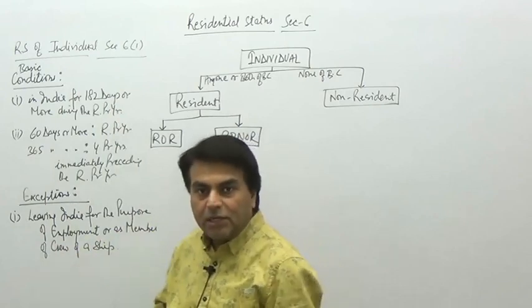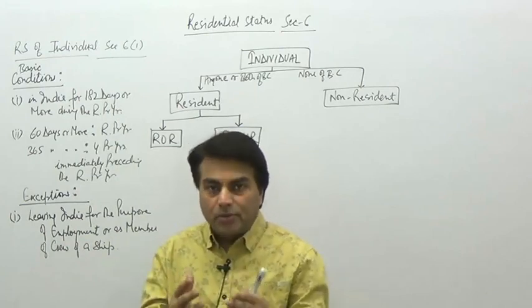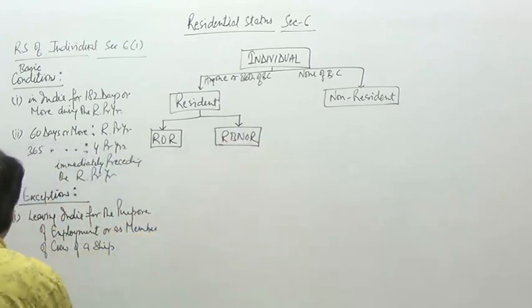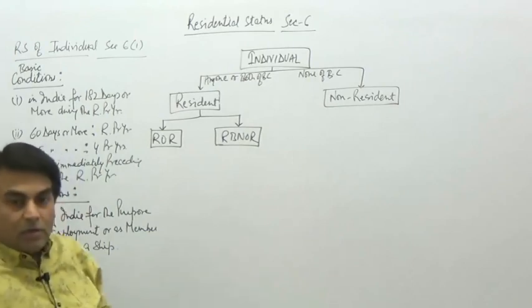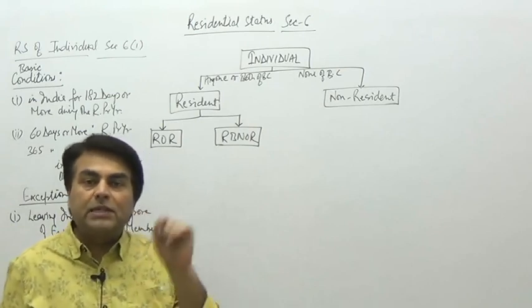He is such an individual who is leaving India for the purpose of employment, or who is a member of a crew of a ship. Okay, what is the second exception? The second exception here is an individual who is a citizen of India.